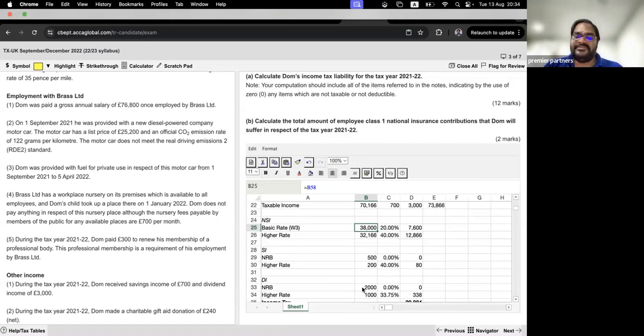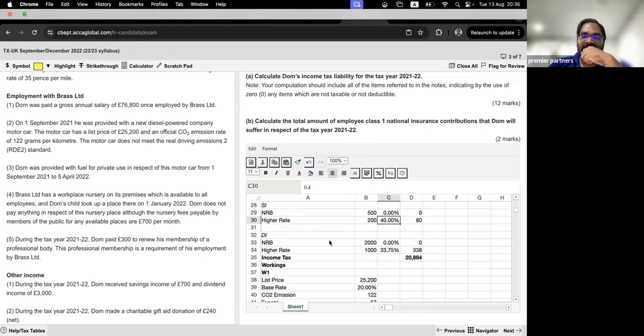Then this 38,000 I take to my tax calculation. That into 20%. The balance 32,166 at 40%. Then savings income. Dom is a higher rate taxpayer. As a result, the savings income nil rate band would be only £500. So that at 0%, the balance 200 at 40%. Agree? Great. Then dividend income. Nil rate band would be 1000. The balance 2000 taken by the higher rate, which is 33,075. Agree?